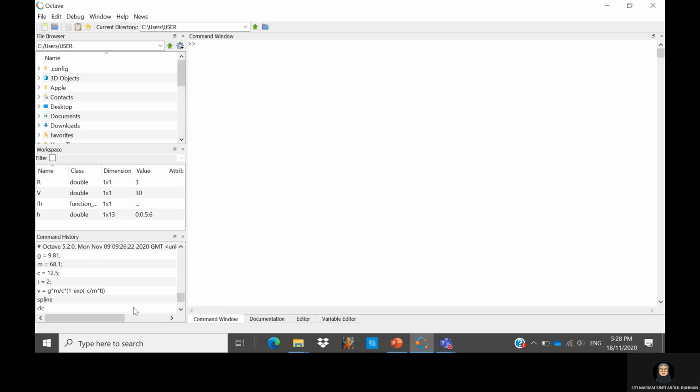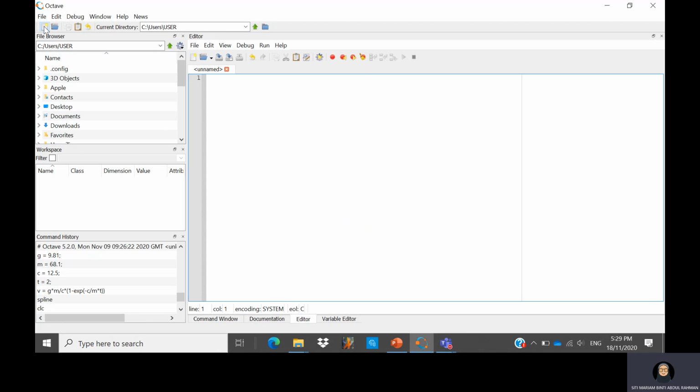So whenever we want to work with a program which is longer than a few lines, usually we're going to work with the editor. You're going to open your editor if you haven't opened it yet. This is the button for the editor, so you can click on it, and you have an editor screen. You can also go between the command window and the editor.